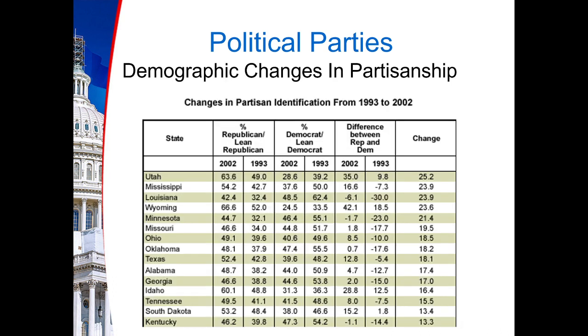Okay, we also have demographic changes in partisanship. As we see with this 1993 to 2002, again, this is another just 9-year slice of history. And we notice that certain states and certain regions increased their support of the Republicans relative to other states. And so places like Utah, Mississippi, Louisiana, Wyoming, Minnesota, Missouri, Ohio, Oklahoma, Texas, Alabama, Georgia, Idaho, Tennessee, South Dakota, and Kentucky all became more Republican during those 9 years, more relative compared to the other states. They were the most switching over to the Republicans.